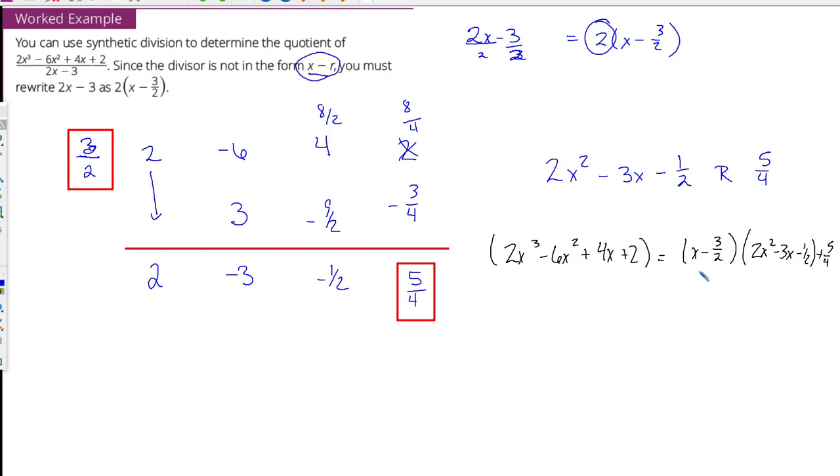So if I want this to be in the best form, it would be without this fraction here. So that means I need to factor that 2 back out, divide this one by 2, and then multiply by 2. So that becomes 2x minus 3. Now, if I was to divide that by 2, I have x squared. Divide that by 2, negative 3 halves x. Divide that by 2 gives me negative 1/4 plus that 5/4.